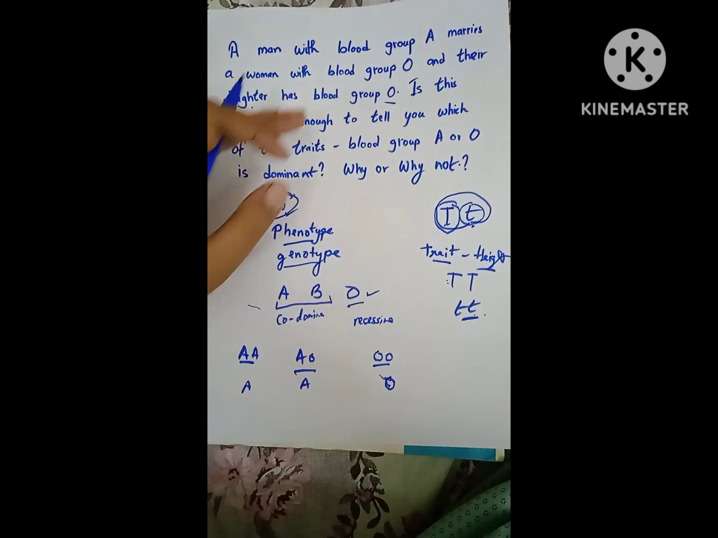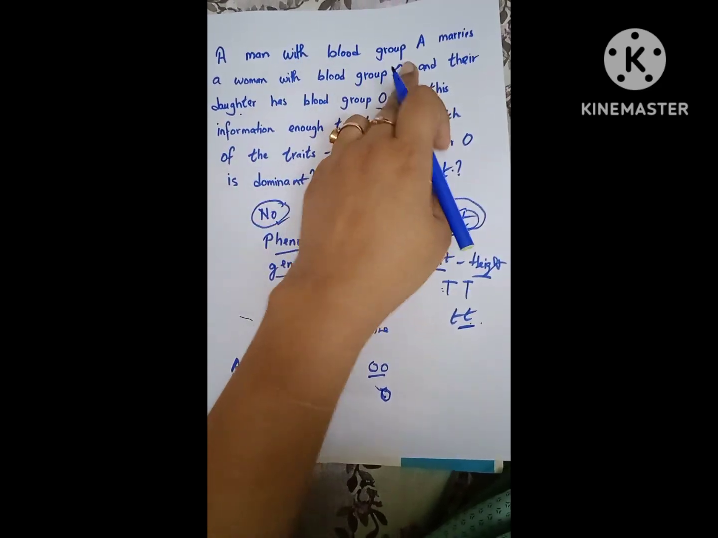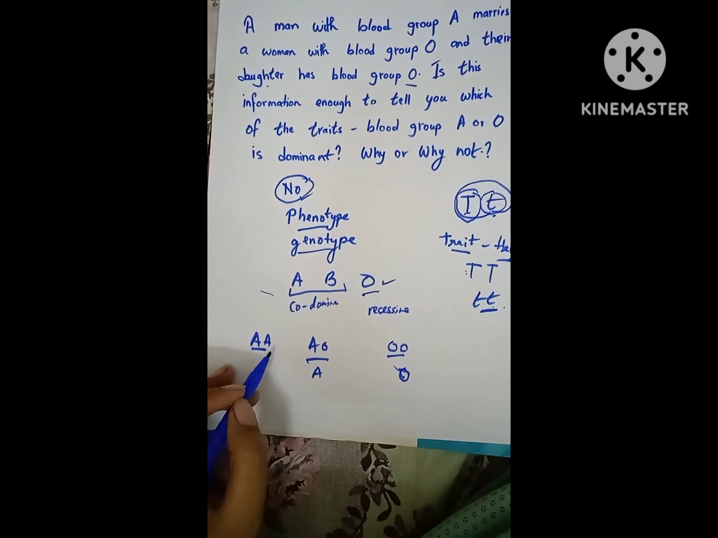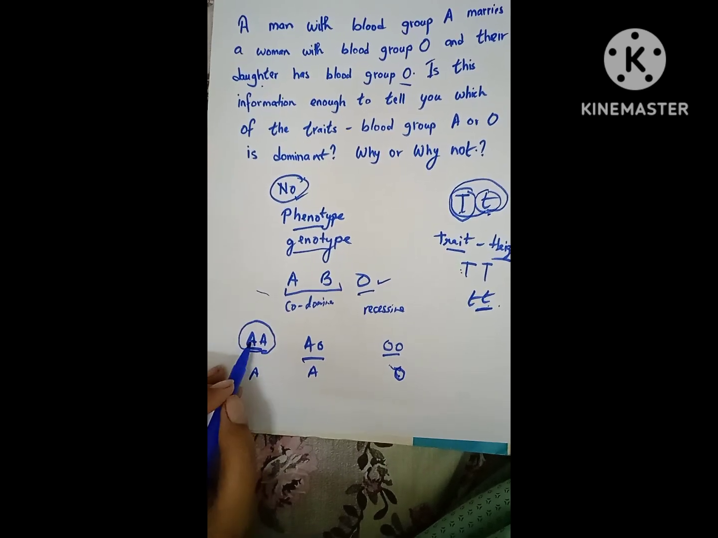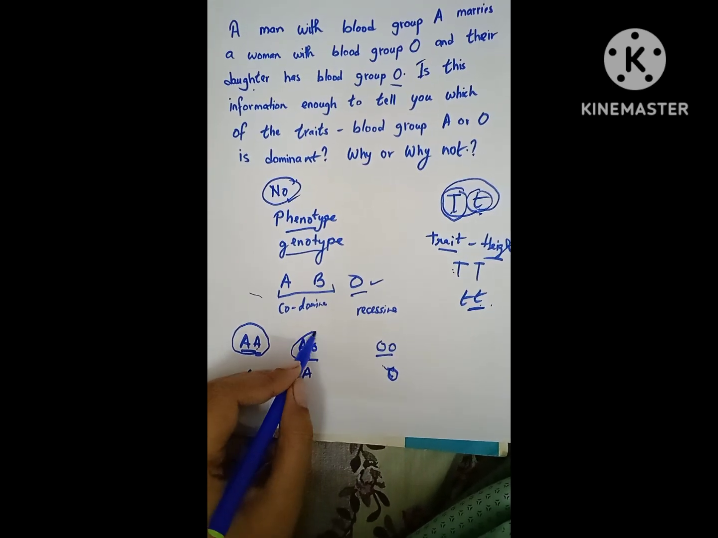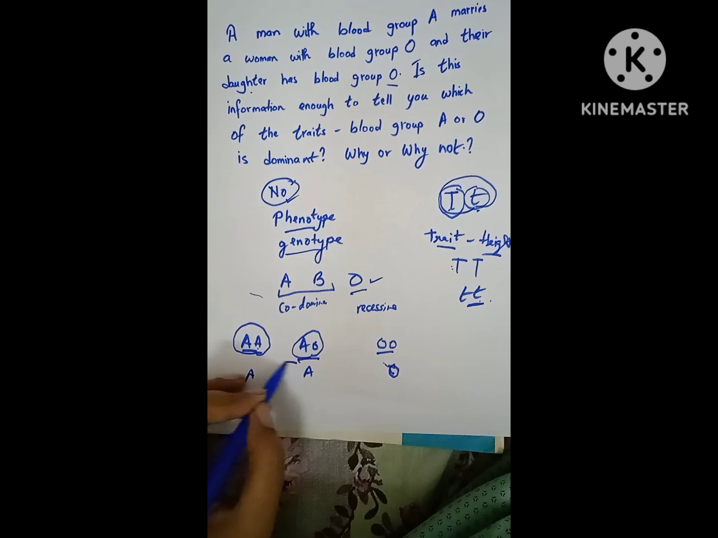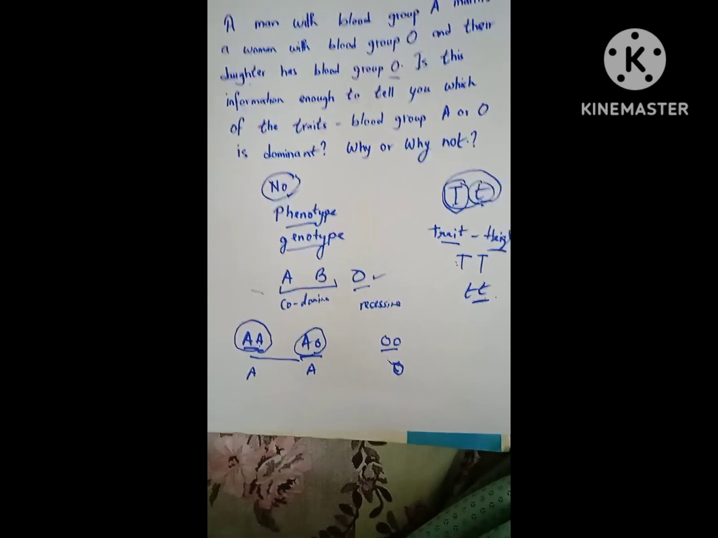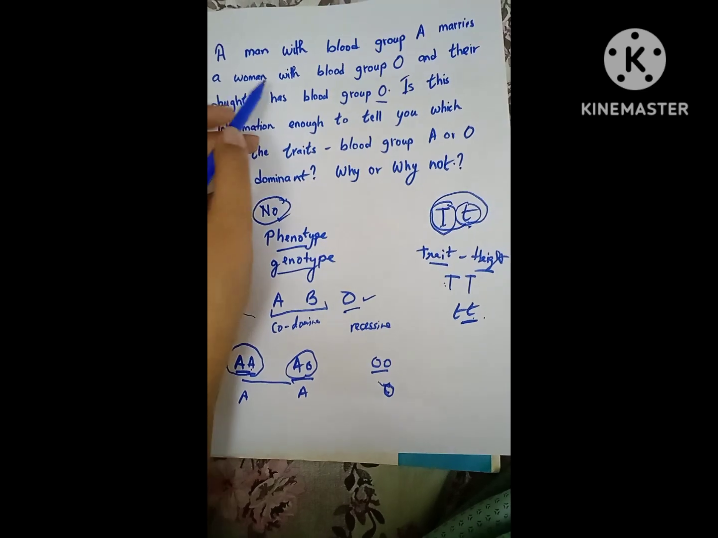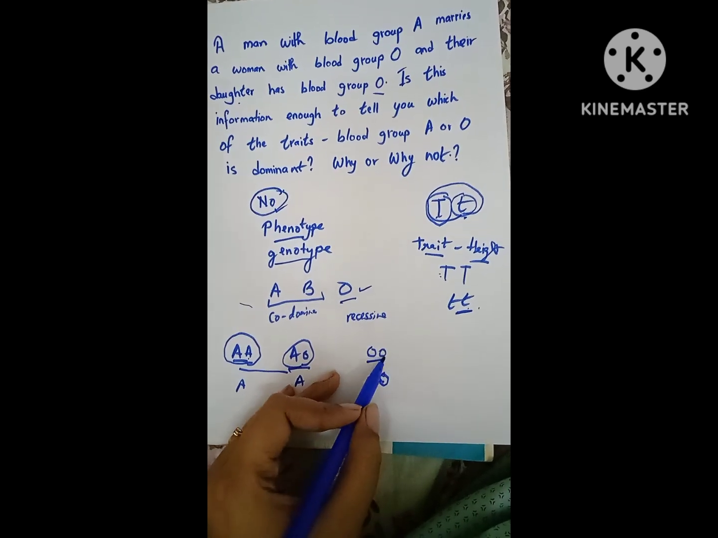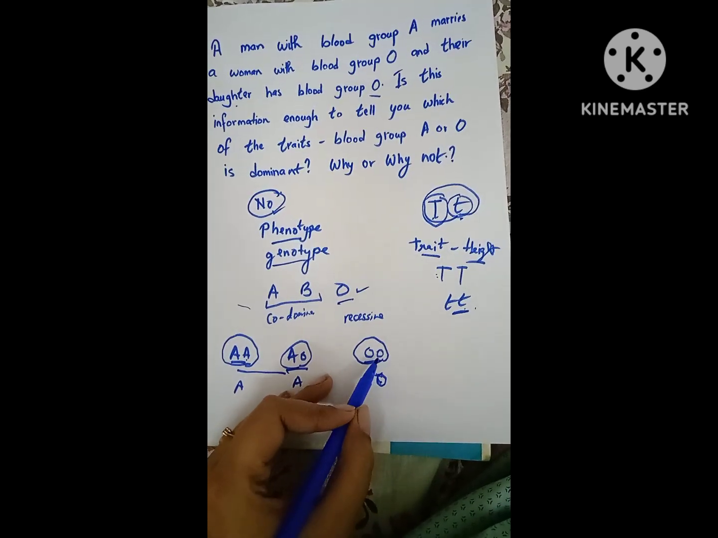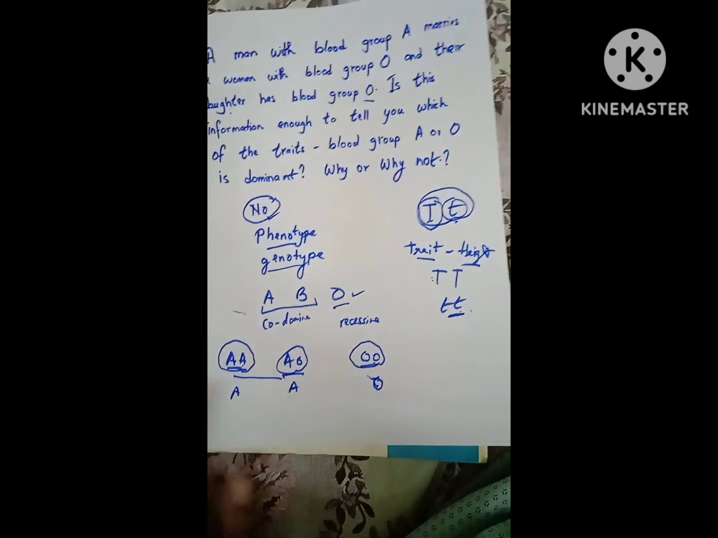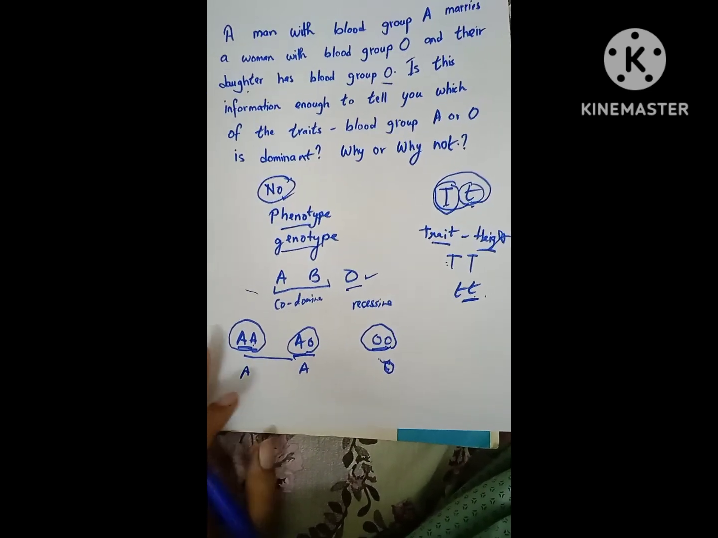So for now, in this question, the man is blood group A. A means it can either have the genetic combination AA or AO. Any one of these it can be for the man. Now we don't know, because there is no information given at the genetic level. But for the woman, blood group O means the genotype is OO, that's for sure, because O is recessive.